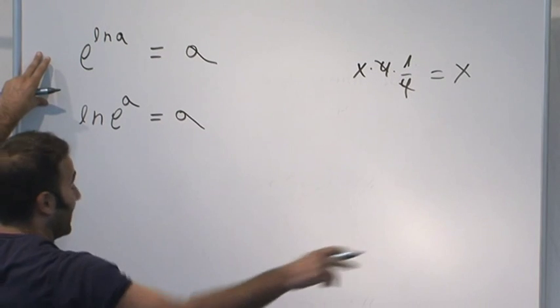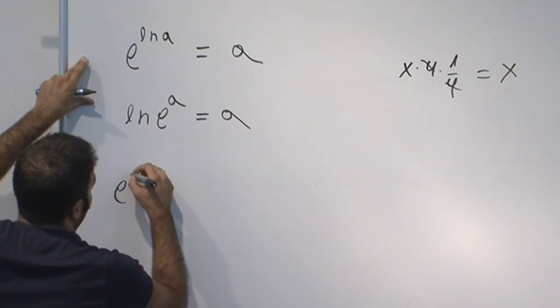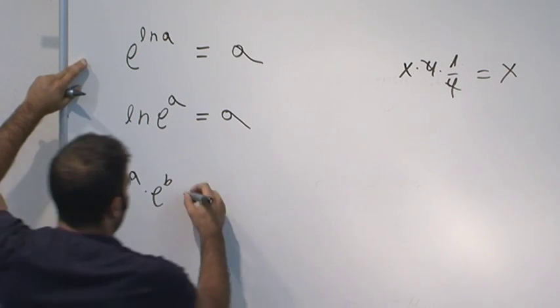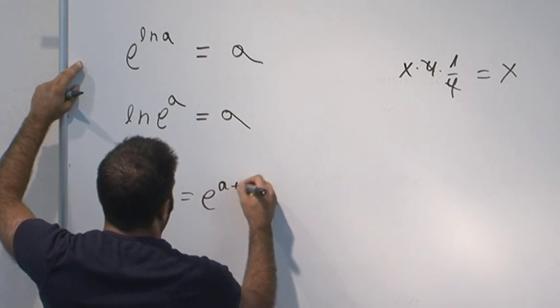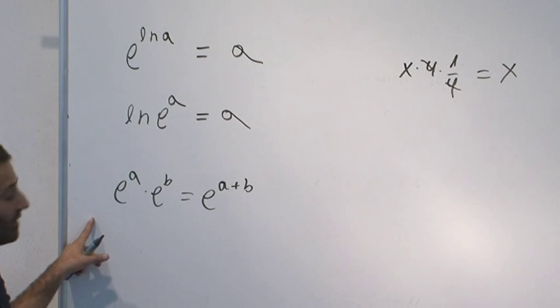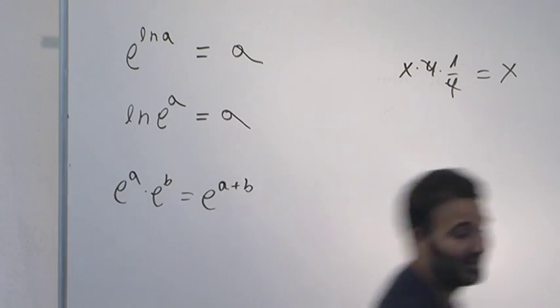Same thing we do here. This is what we need over there, but I will show you some other stuff. e to the power of A times e to the power of B equals e to the power of A plus B, and of course, it goes the other way. Maybe I will need something else, but I will go back if I need it.